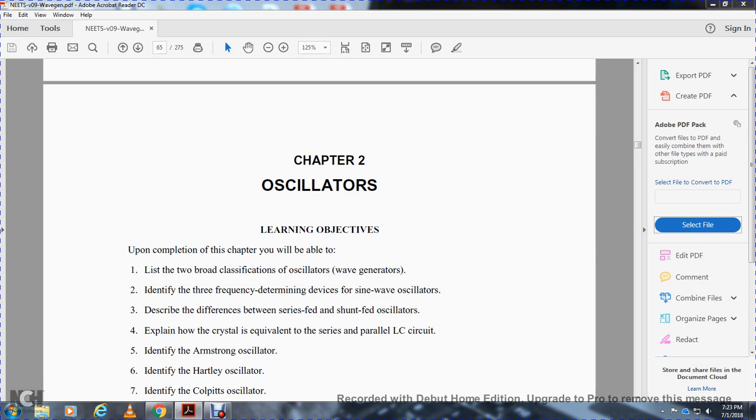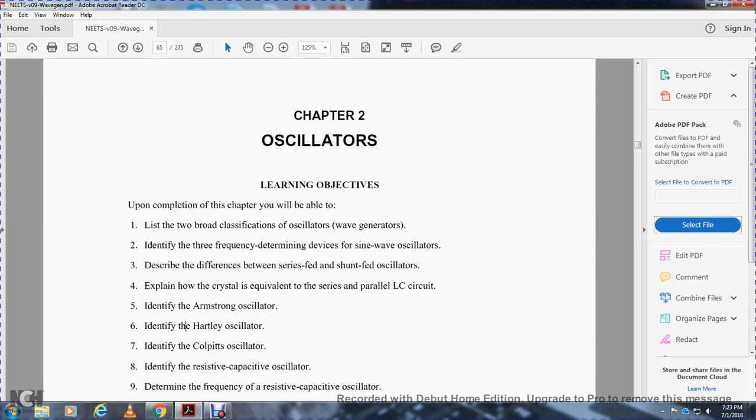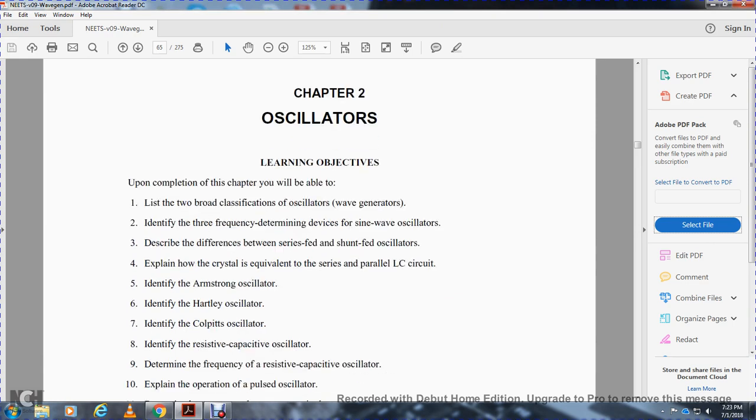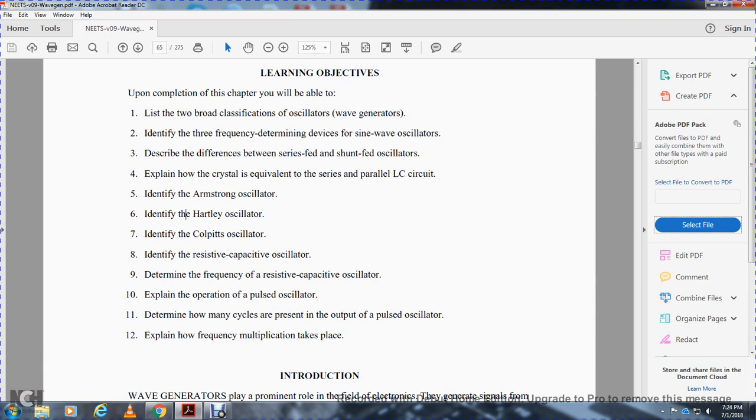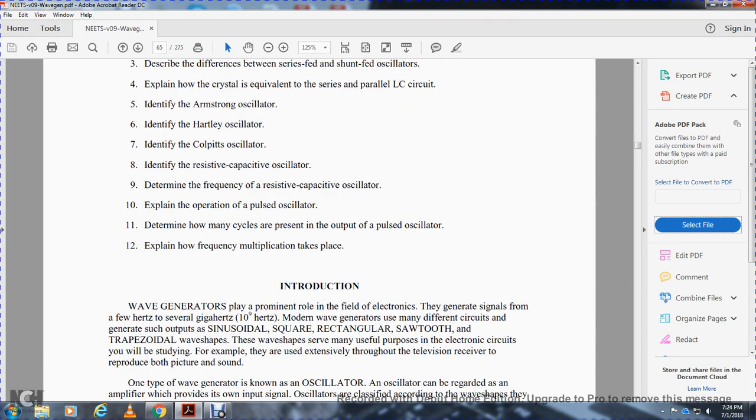Identify the Armstrong oscillator. Identify the Hartley oscillator. Identify the Colpitts oscillator. Identify the resonant capacitive oscillator. Determine the frequency of the resonant capacitive oscillator. Explain operation as a pulse oscillator. Determine how many cycles are present in the output of the pulse oscillator. Explain how frequency multiplication takes place.